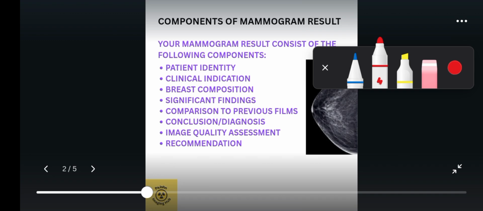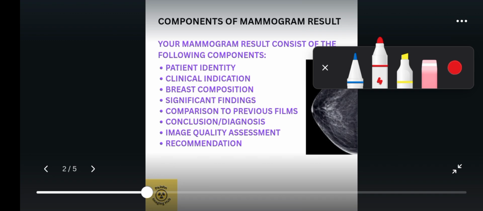And the last section in the mammogram report has to do with recommendation. The reporter has to recommend whether you should continue your normal routine mammogram screening, which is expected that anybody more than 40 years of age should undergo at least once in a year.